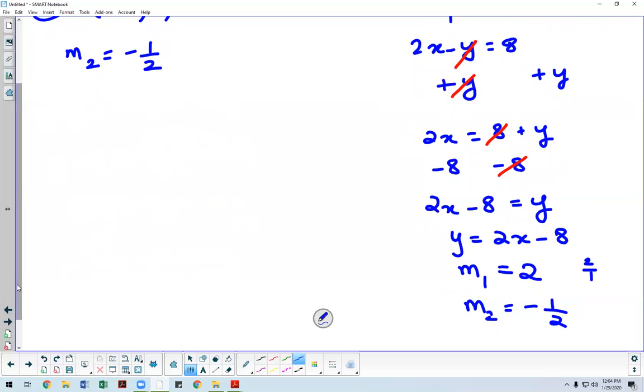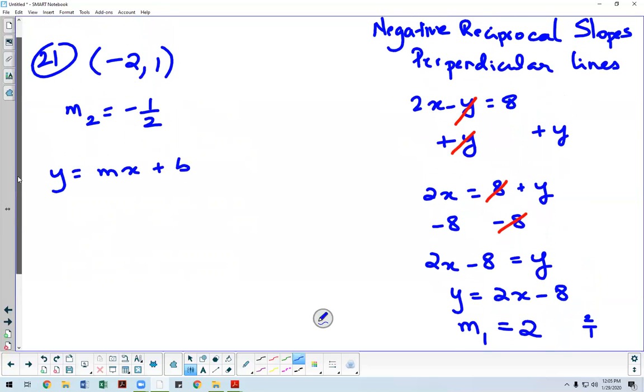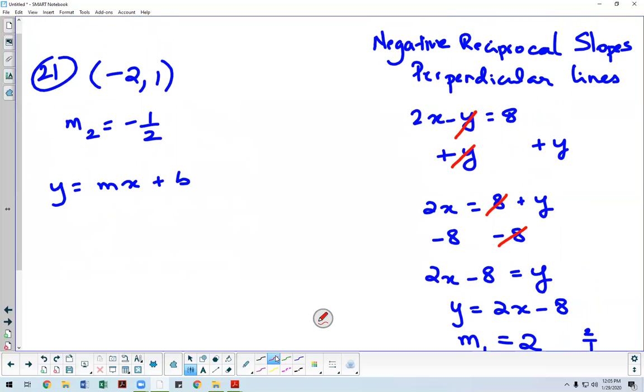And then again, you have the option of solving with the point slope form or the slope intercept. I'll show it to you with the slope intercept this time. So obviously in this case, the x and y values will now come from the point. Y is 1, slope is negative 1/2, x is negative 2, and you're finding the b value. What will that b value come out to be?